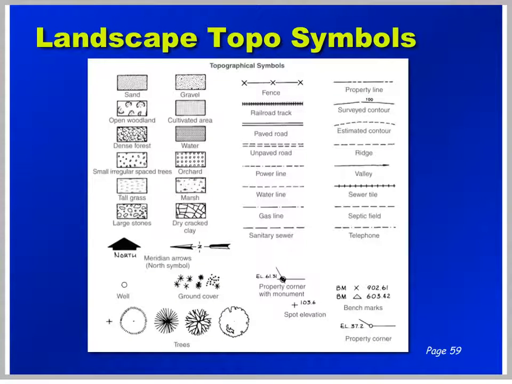Landscape and topo drawings will also have their own little poche. Notice here we have a dash line that happens to mean a water line. Over here we have another dash line that means a septic field. So you have to know what you're looking at on a particular drawing. Here's another one: a dash line is an estimated contour line. So dash lines, along with solid lines, are probably the second most used symbols on drawings, and they can indicate a variety of different things, so you have to become familiar with that.